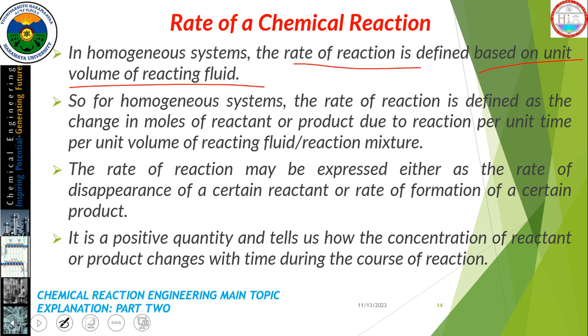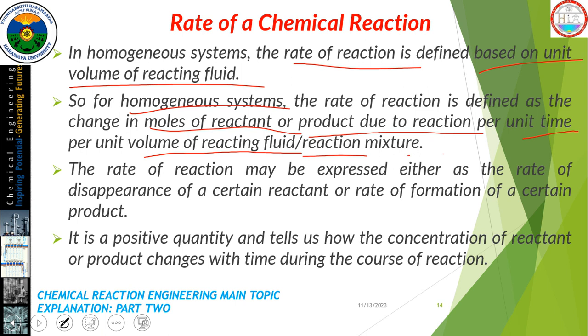Which means that Ra is equal to 1 over Vr dNA by dt, or we can write it as Ra equal to minus d by dt of Na divided by volume. So for homogeneous systems, the rate of reaction is defined as the change in moles of the reactant or a product due to the reaction per unit time per unit volume of the reacting fluid or the reaction mixture.